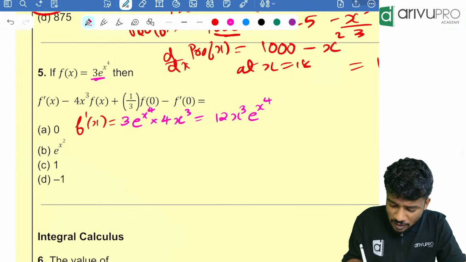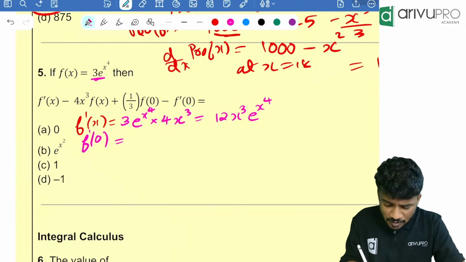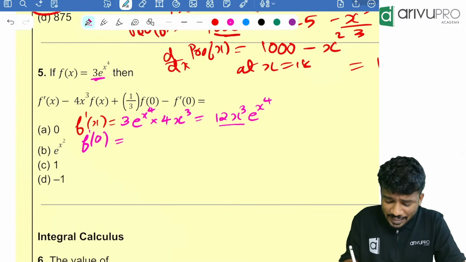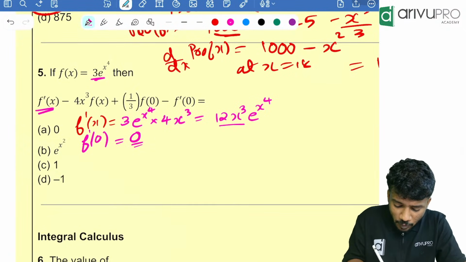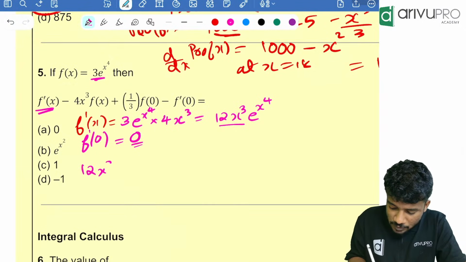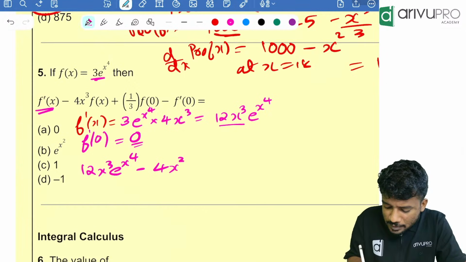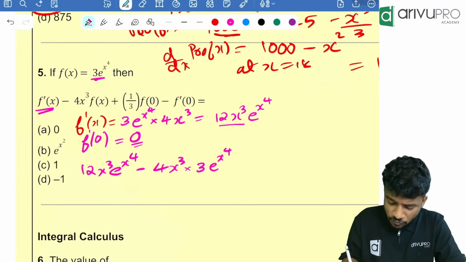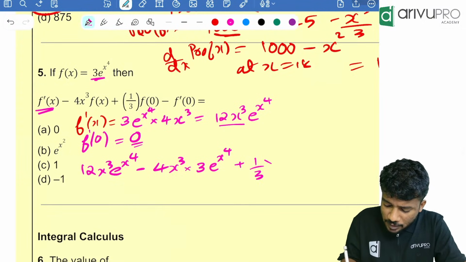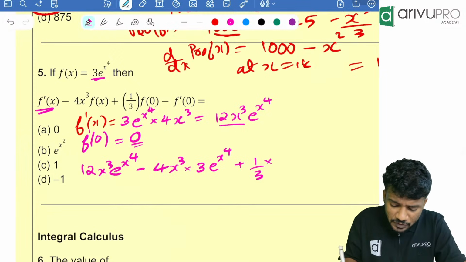Then one more thing is required here, f dash of 0. f dash of 0 is how much? Substitute the value of x equal to 0 over here. That means that is equal to 0. Now we will substitute one by one. f dash of x, which is equal to 12x cube e raised to x raised to 4 minus 4x cube into f of x. f of x is how much? f of x is nothing but 3 e raised to x raised to 4 plus 1 by 3 into f of 0. f of 0 is how much?